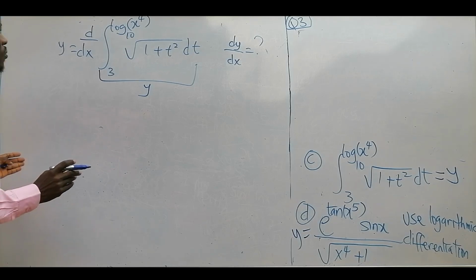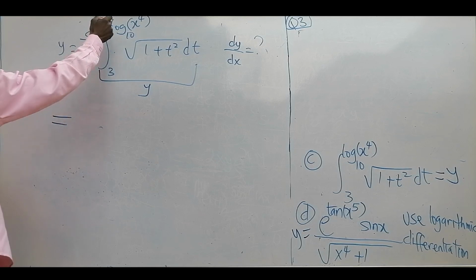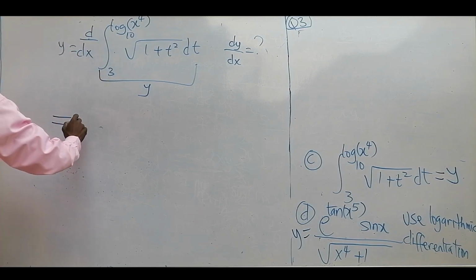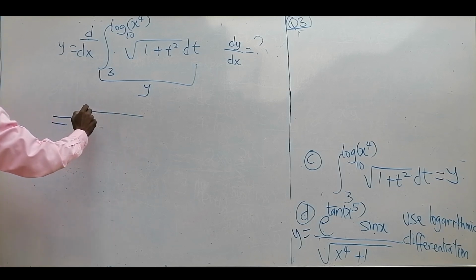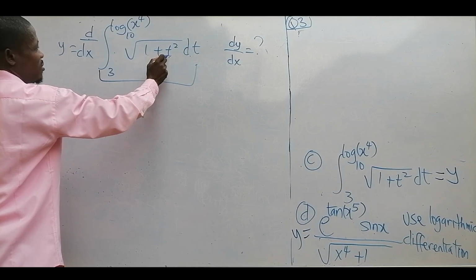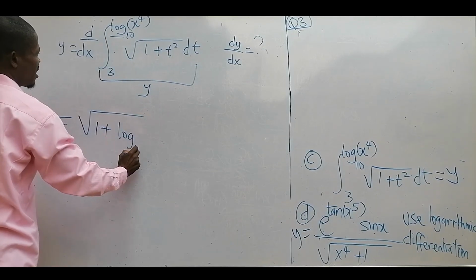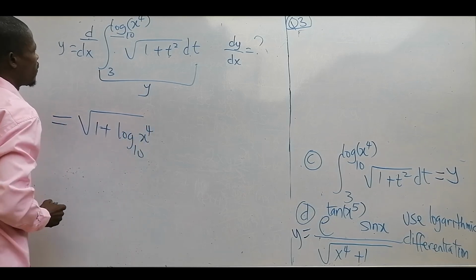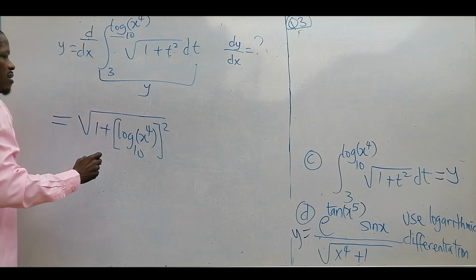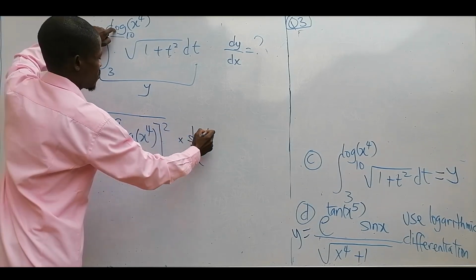So it's very straightforward. What we are doing is simple. We are finding the derivative of an integral. It has the upper limit and lower limit. The lower limit is a constant. So you make a substitution, 1 plus, anywhere you see t, put this value there. So that's log 10 x to the power 4. Then you square that, and then times the derivative of that function.